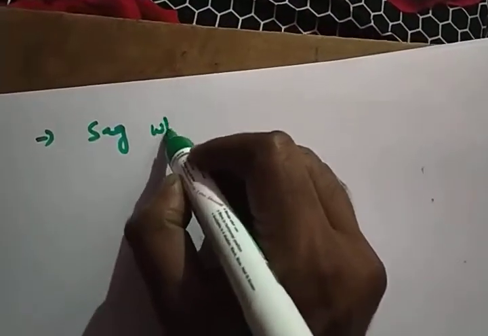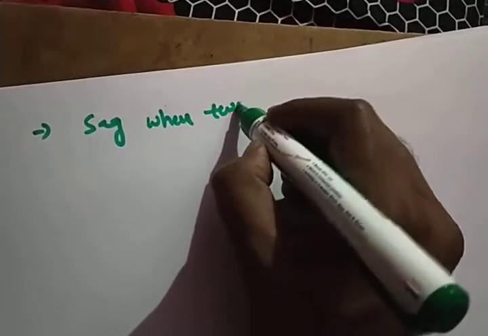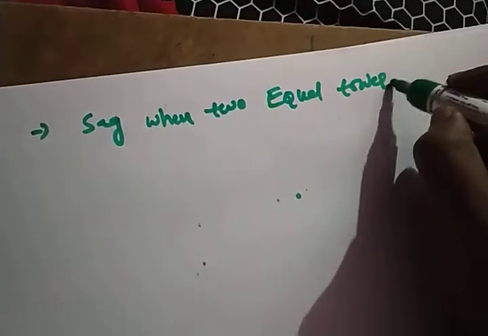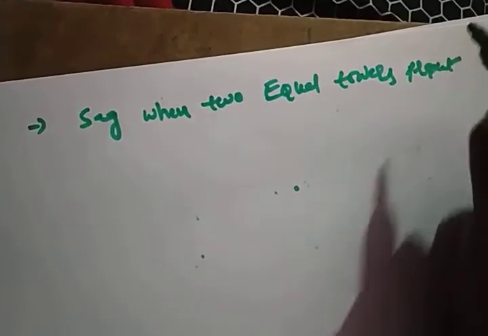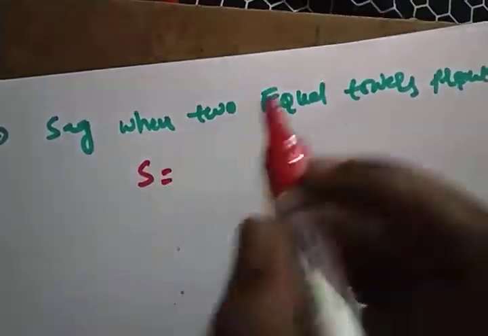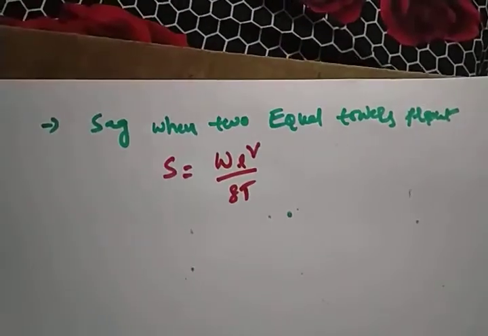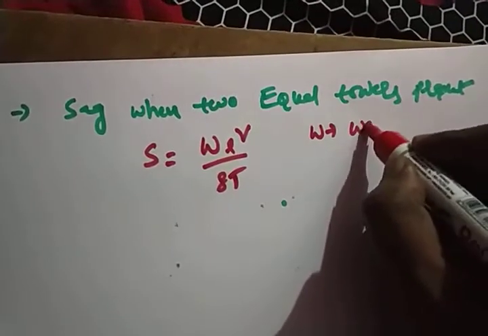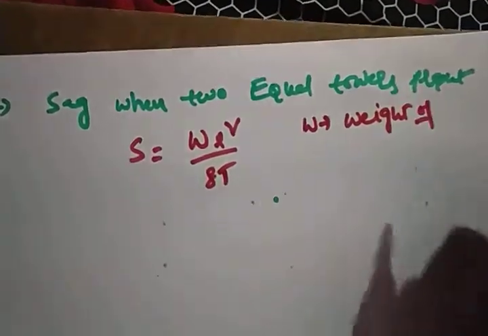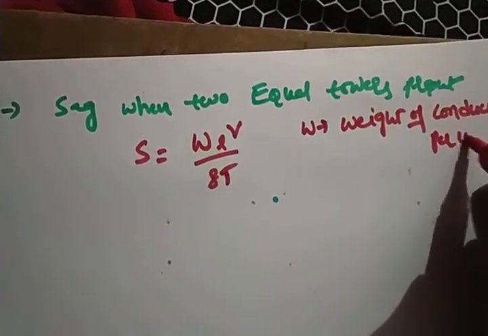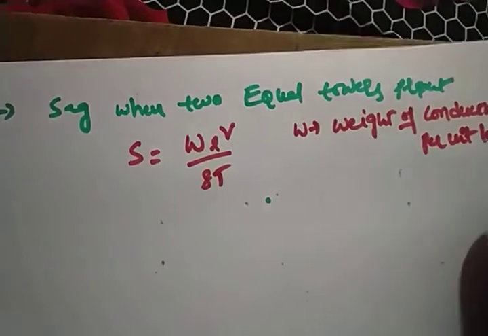The sag, when two equal towers are present, so what is the sag? Sag is equal to W L square by 8T, right? Where W is nothing but the weight of the conductor per unit length. Always we'll take it as per unit length.